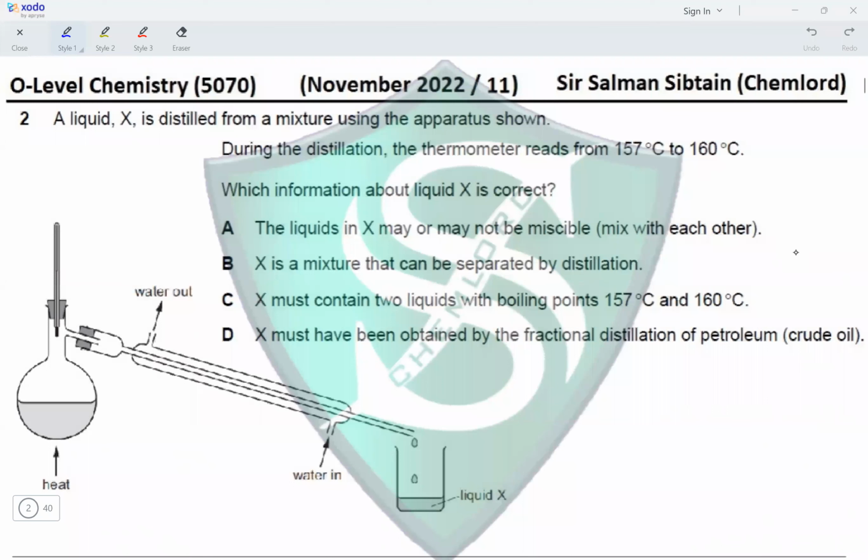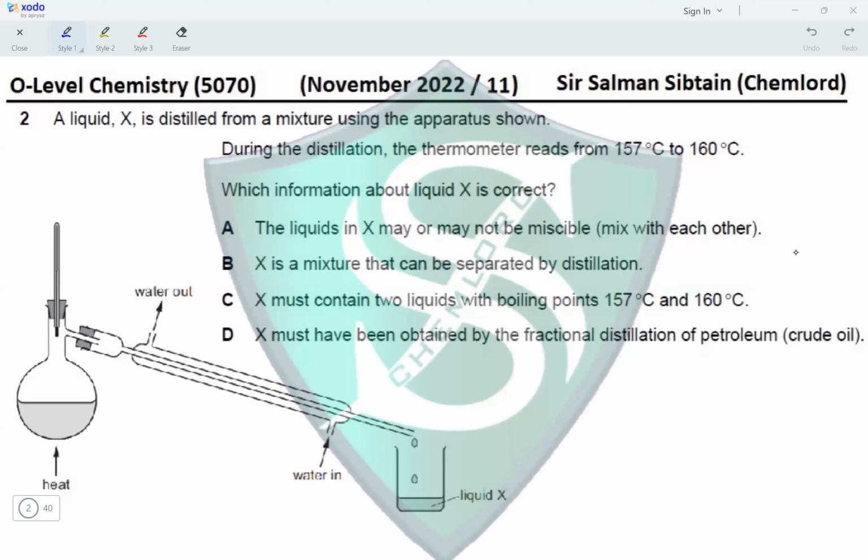Question 2. A liquid X is distilled from a mixture using the apparatus shown. Okay, the apparatus seen here. We have a round bottom flask with an arm. The arm goes into a condenser and then we are collecting the liquid. So this is a distillation apparatus. During the distillation, the thermometer reads from 157 degrees Celsius to 160 degrees Celsius. Which information about liquid X is correct?